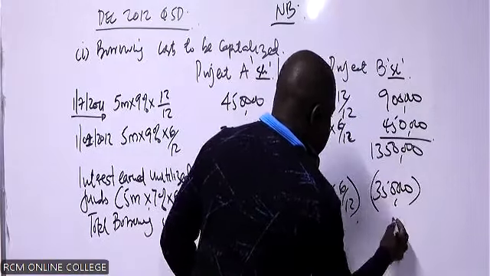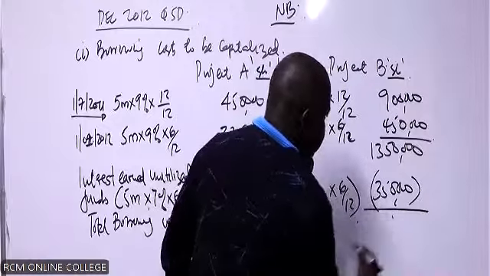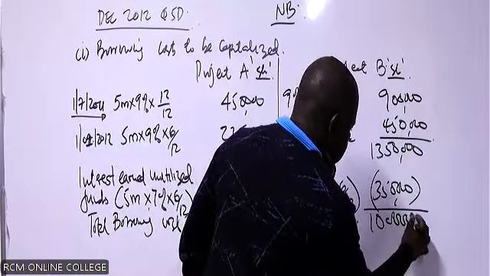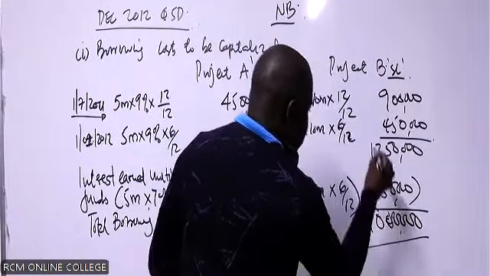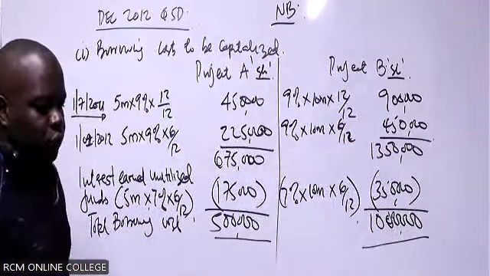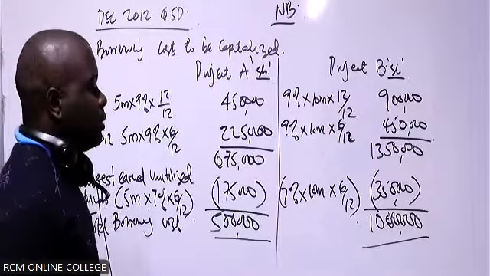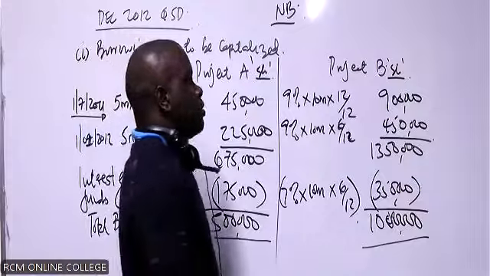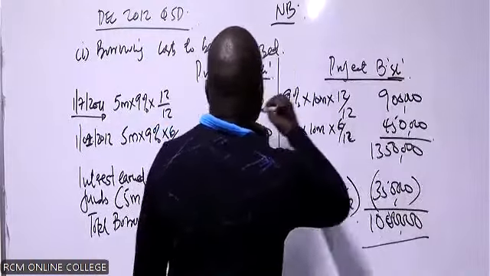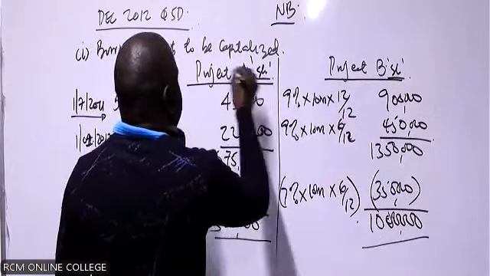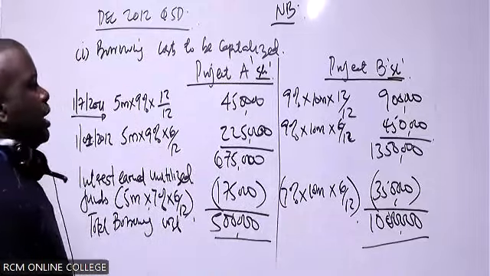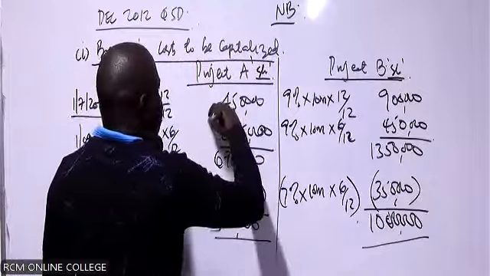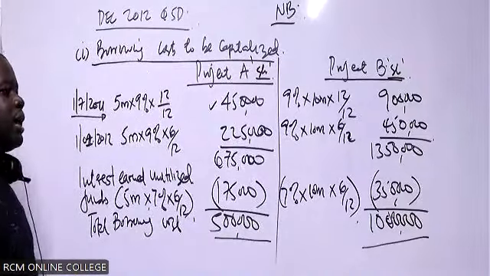350,000. You deduct. And therefore, that will give you a total borrowing cost on this one of an amount of 1 million. And of course, you'd have been able to get what? The borrowing cost to be capitalized.